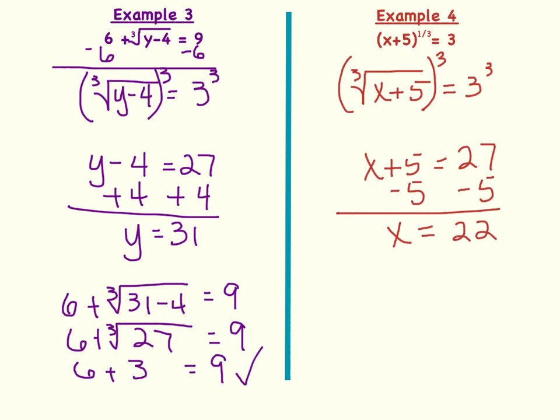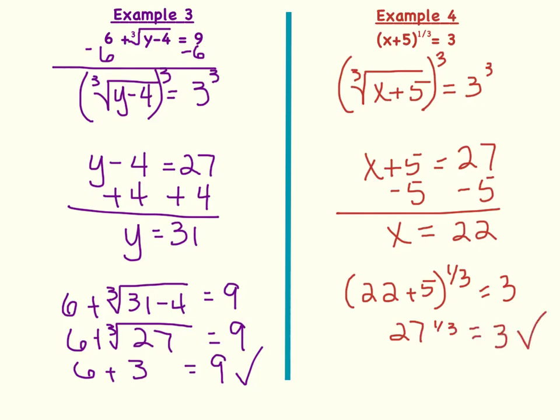Now we're ready to check our work. I'm going to plug this back into the original. So I've got 22 plus 5 to the 1/3 power is equal to 3. 22 plus 5 is 27, and 27 to the 1/3 power is equal to 3.